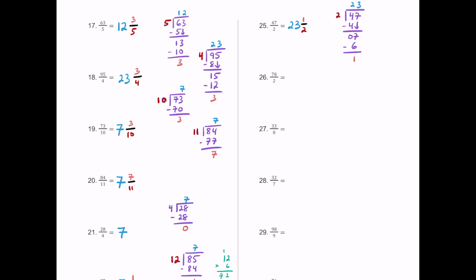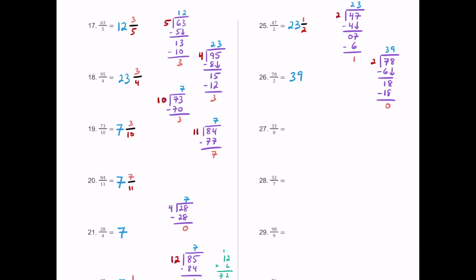For 26, we have 78 over 2. Now keep in mind, 78 is an even number, and we're dividing it by 2. So we're going to get a whole number here, right? Because 78 is divisible by 2. So 2 times 3 is going to equal 6. So we're off by 1. Bring down the 8 here, so it's 18. Now 2 times 9 is going to equal exactly 18. And so our remainder here is going to be 0. So instead of writing 39 and 0 halves, you can just write 39 because there's no remainder.